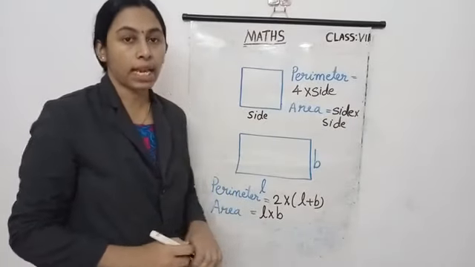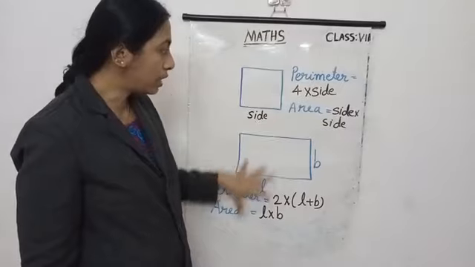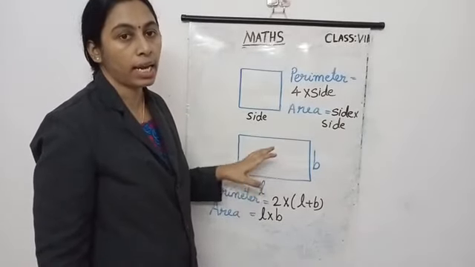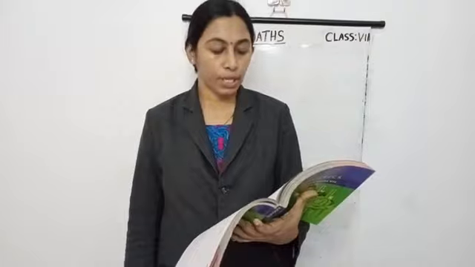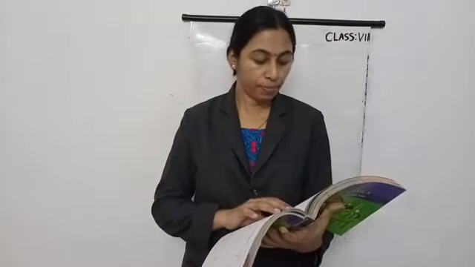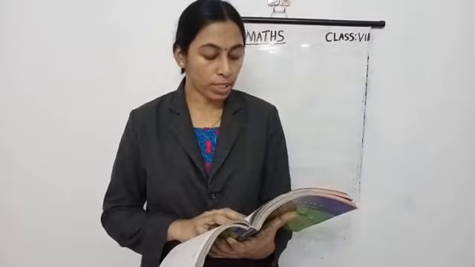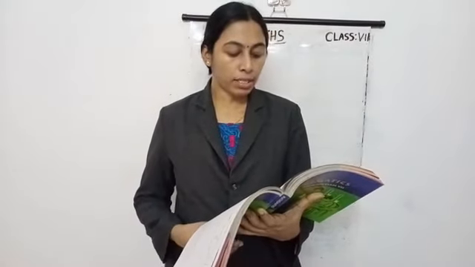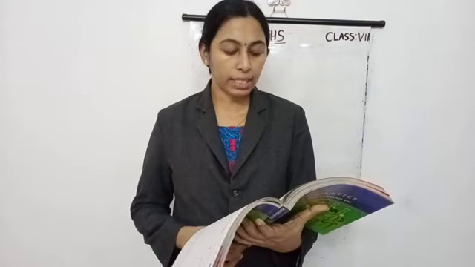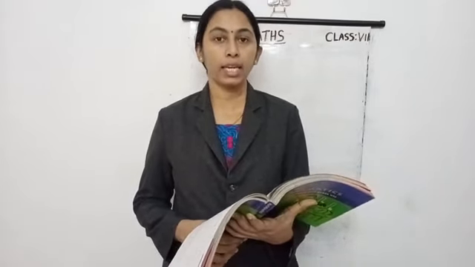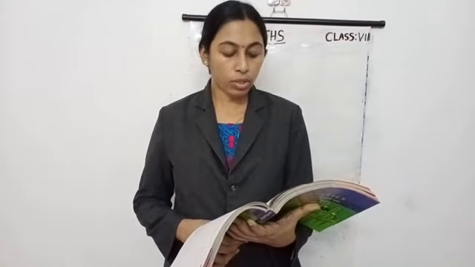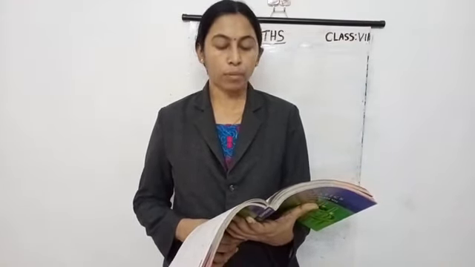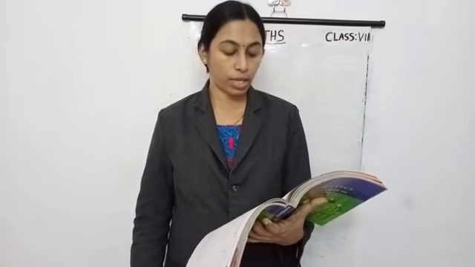So exercise 11.1 is based on this square and rectangle, area, perimeter, etc. Take textbook page 208, exercise 11.1, question number 1. Okay, question number 1. The length and the breadth of a rectangular piece of land are 500 meter and 300 meter respectively. Find its area. The cost of the land if 1 meter square of the land costs rupees 10,000.